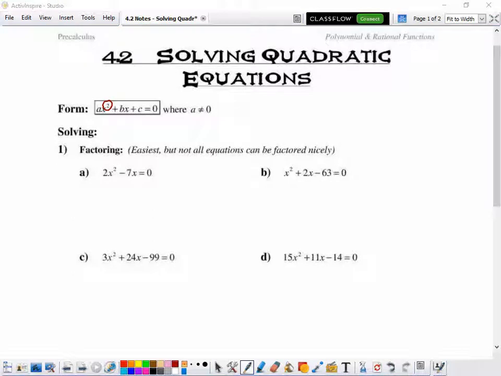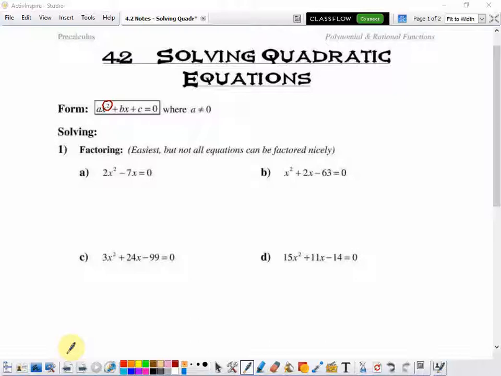Hey guys, today we're going to talk about solving quadratic equations. A quadratic equation is any one with a degree of 2, so it's going to be in the form ax squared plus bx plus c equals 0. A cannot be 0 because if a is 0, then it's a degree of 1. Okay, so we're going to solve in 3 different ways.